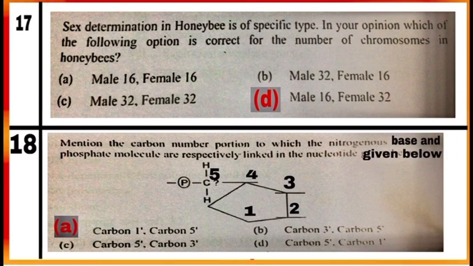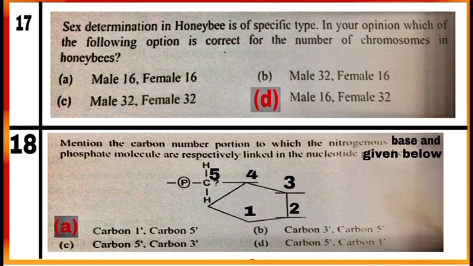Question 17. Sex determination in honeybees is of a specific type. In your opinion, which of the following options is correct for the number of chromosomes in honeybees? Option D is correct, where male has 16 chromosomes and female 32 chromosomes. As female bees are formed as a result of fertilization and they are diploid, while males are formed from unfertilized eggs and are haploid. So here mark D as the correct answer.